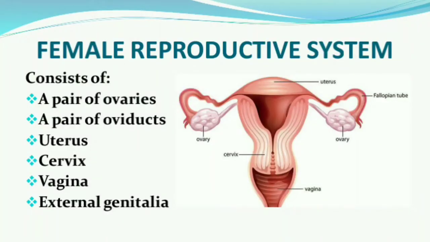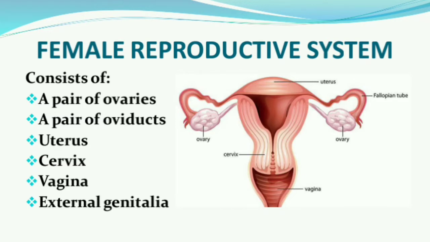Today I am going to start this video lecture with the female reproductive system. A female reproductive system consists of a pair of ovaries along with a pair of oviducts. Oviducts are also known as fallopian tubes, then uterus, cervix, vagina and external genitalia. Now please have a close look at this diagram and let us start with ovaries.